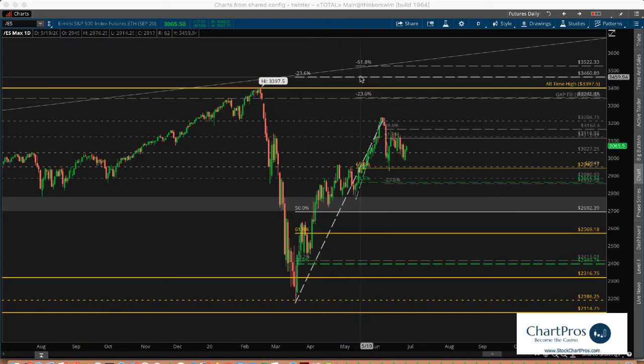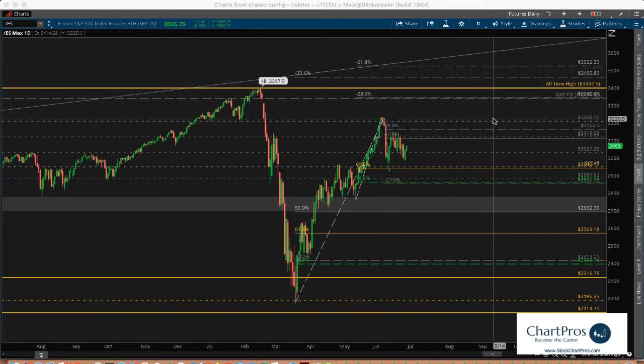So, I'm not really trying to guess which way this is going to go, but if and when volatility picks up, could be news related, could be trade wars, could be coronavirus, could be anything, I've got some levels identified here that I feel pretty comfortable with.